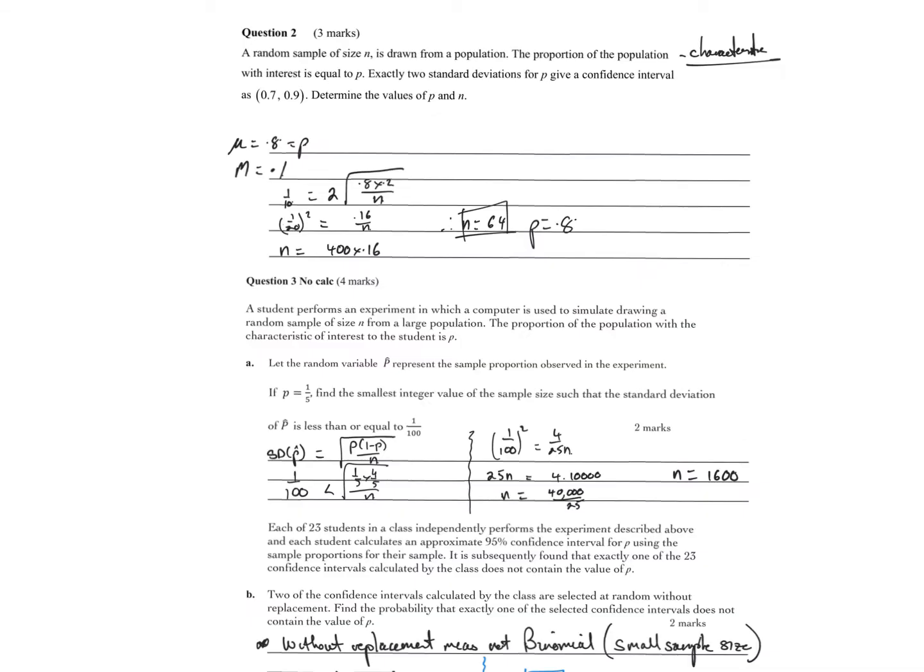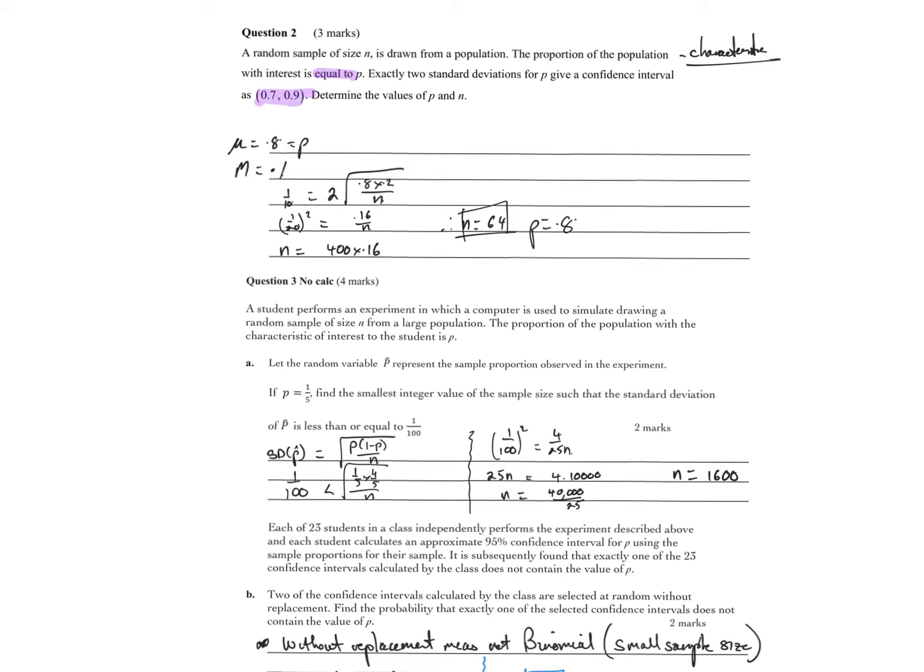Okay, so question 2. A random sample of size N is drawn from a population. The proportion of the population we're interested in is equal to P. 2 standard deviations for P give a confidence interval of 0.7 to 0.9. Determine the values of P and N. Okay, so first things first.